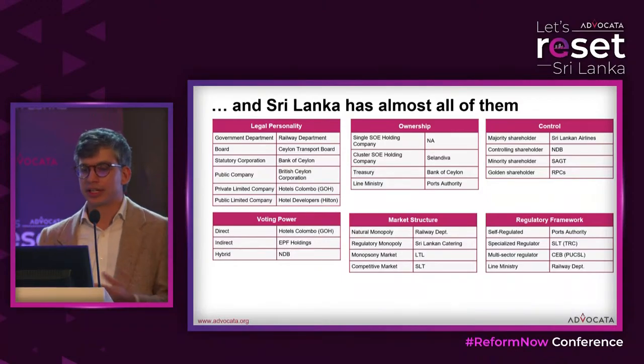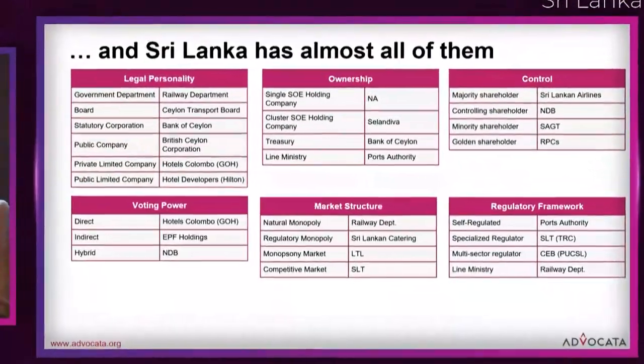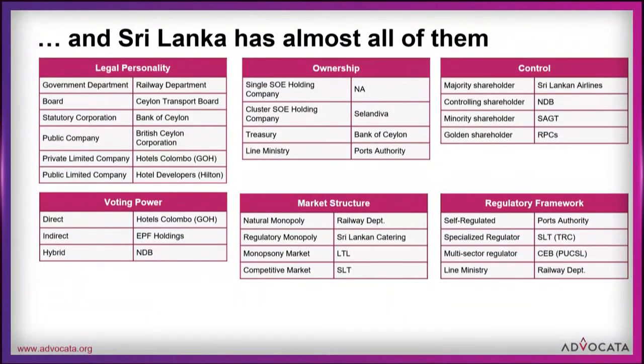So what does it look like in Sri Lanka? If we look at SOEs, I'm going to cover a few areas. The first is the legal personality of SOEs. We have a diverse range of legal personalities: government departments, boards, statutory corporations, public companies, private limited companies and public limited companies, and the examples are there for you to see. In terms of ownership, we don't have a single SOE holding company, but we do now have a cluster SOE holding company in the form of Sri Lankan Holdings, which holds some hotels. We have the Treasury owning SOEs, and we have line ministries as well.